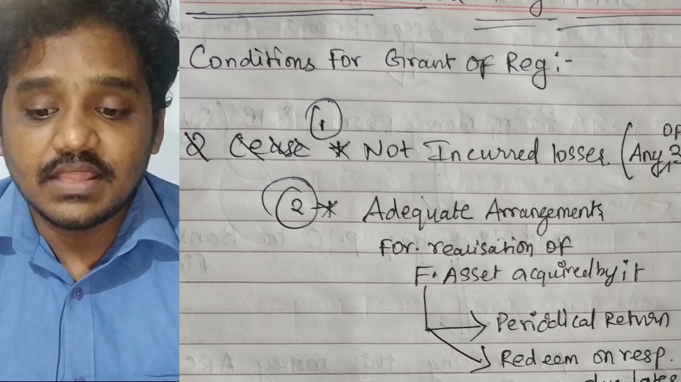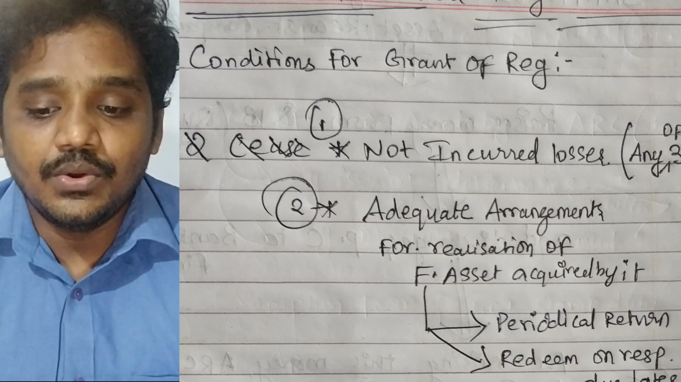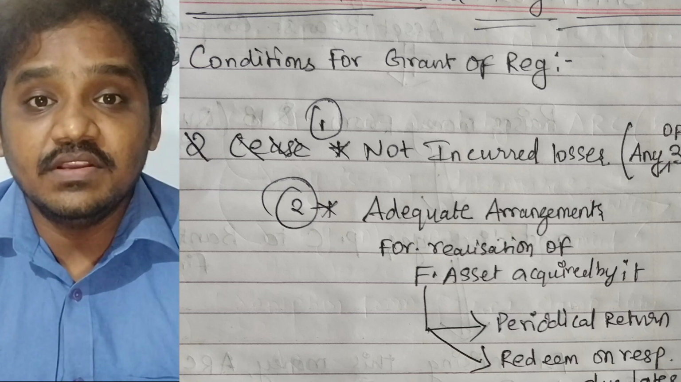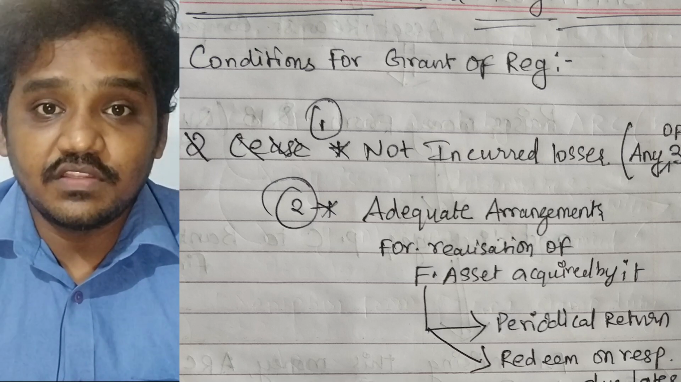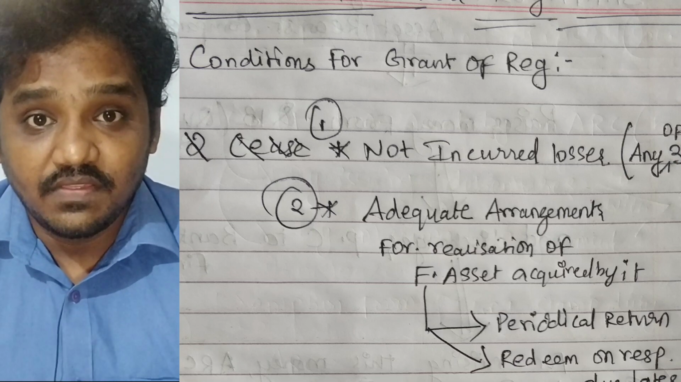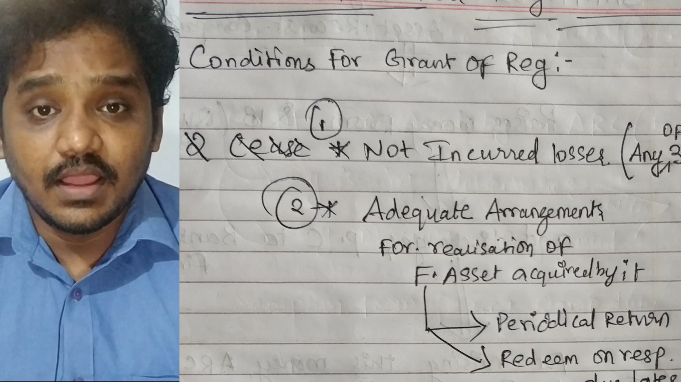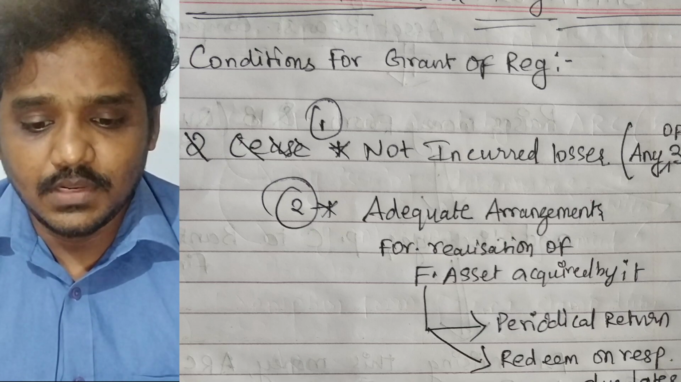First one is the asset reconstruction company has not incurred any losses during any of the 3 previous financial years. That means in any of the 3 previous financial years, if they incurred losses, in that case they are not eligible to become an asset reconstruction company. They won't get registered.